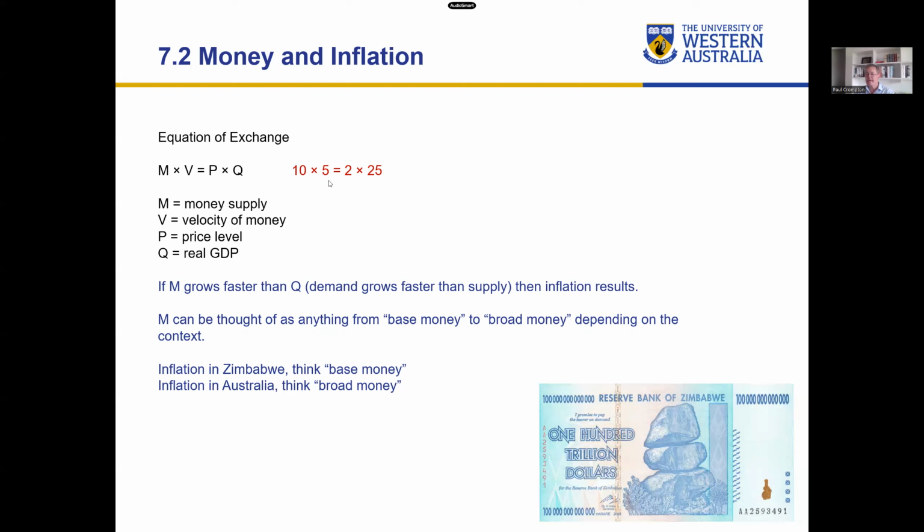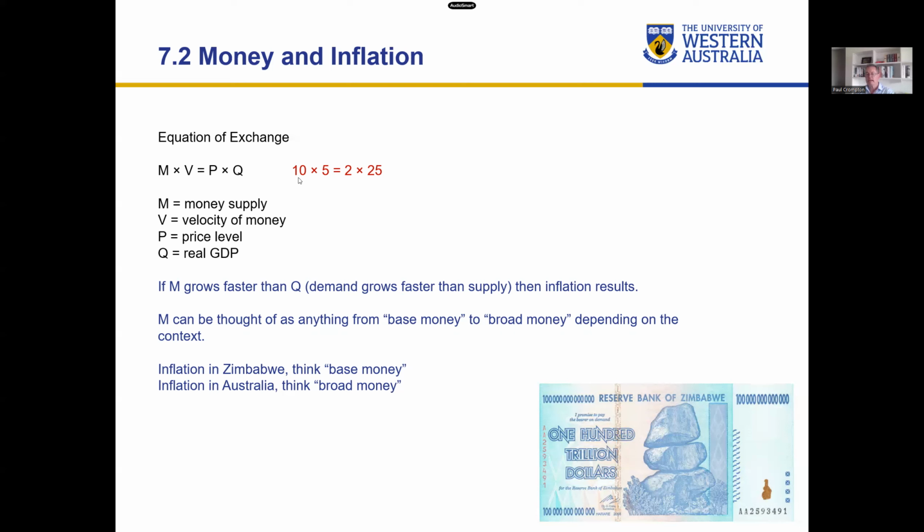Tempting to think that, but that's not what the empirical evidence suggests. The empirical evidence suggests otherwise, that the velocity doesn't halve when the money supply doubles. So for simplicity, we're going to assume that the velocity of money roughly stays the same.